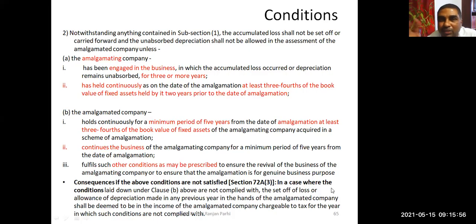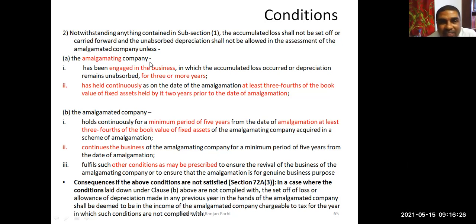Now let us continue. To avail that benefit, what are the conditions that have to be complied with? Let us have a look at this. First of all, let us see the conditions for the amalgamating company. The amalgamating company must have been engaged in the business, maybe shipping business, maybe banking business, maybe an industrial undertaking, and so forth, in which the accumulated loss occurred or depreciation remained unabsorbed for 3 or more years. The business should have been running for at least 3 years.